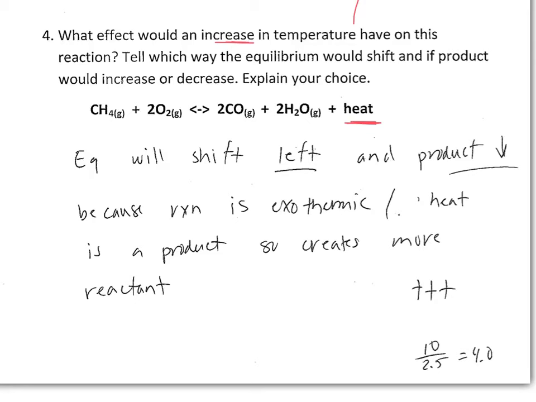And the reason why is because the reaction is exothermic, so heat acts like a product, creates more collisions on the product side, and ultimately creates more reactant.